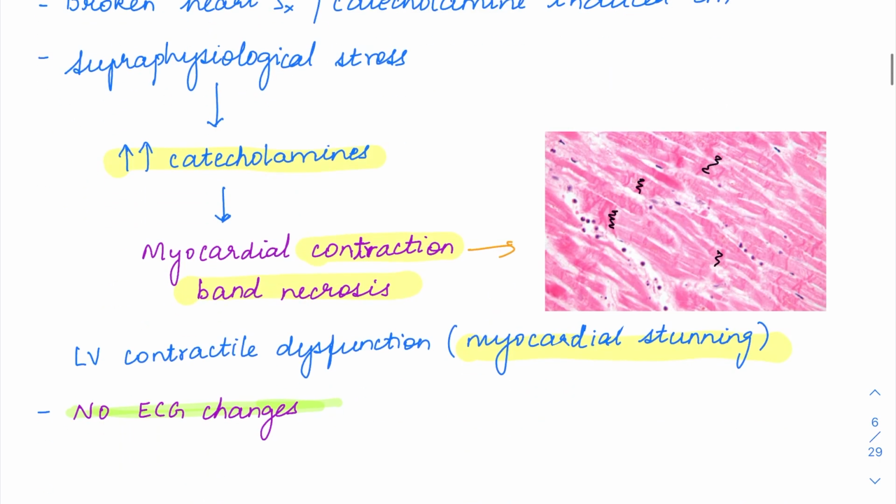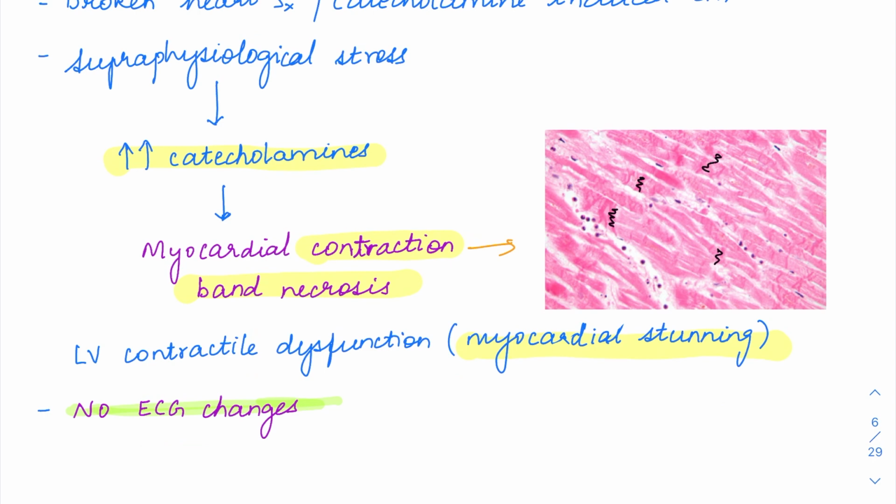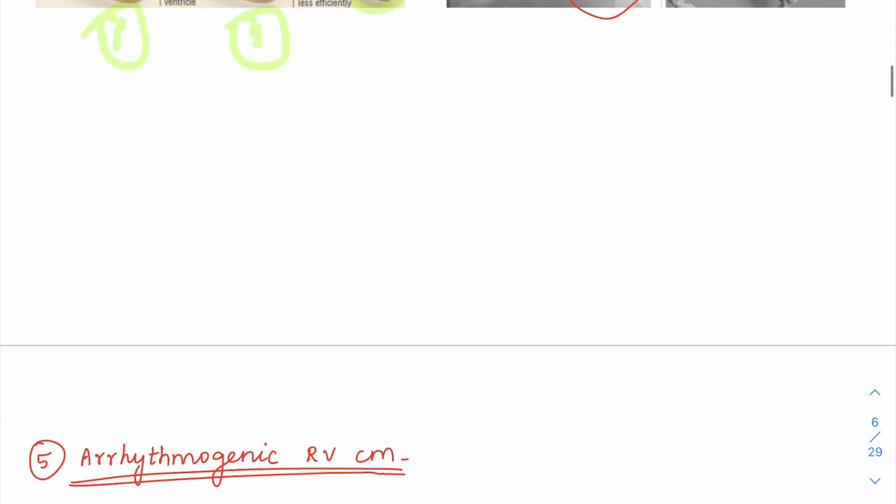So the most important thing about Takotsubo cardiomyopathy will be, it is a type of DCM induced by catecholamines, and it is going to cause no ECG changes, and the pathogenesis involves increased catecholamines resulting in myocardial stunning and contraction band necrosis. So this is one of the most important potential MCQs which can come.